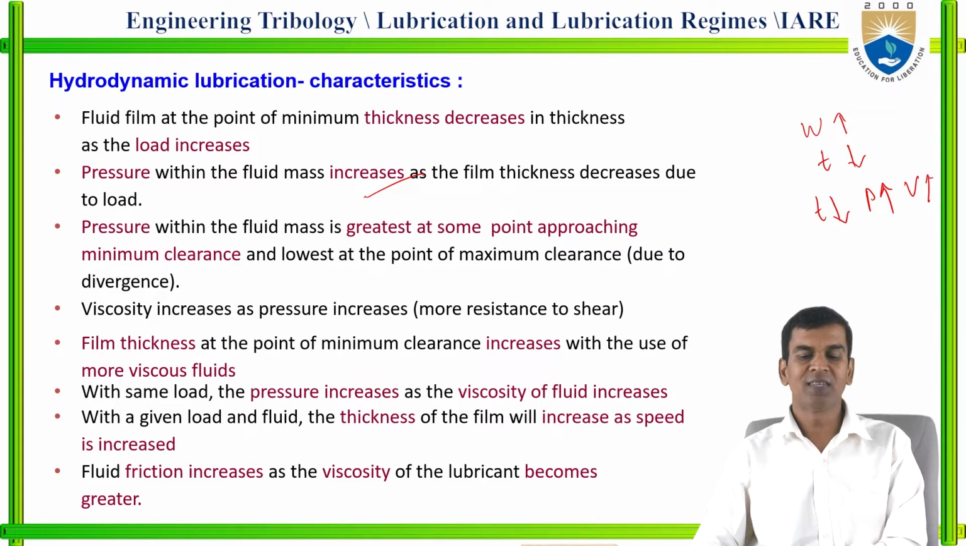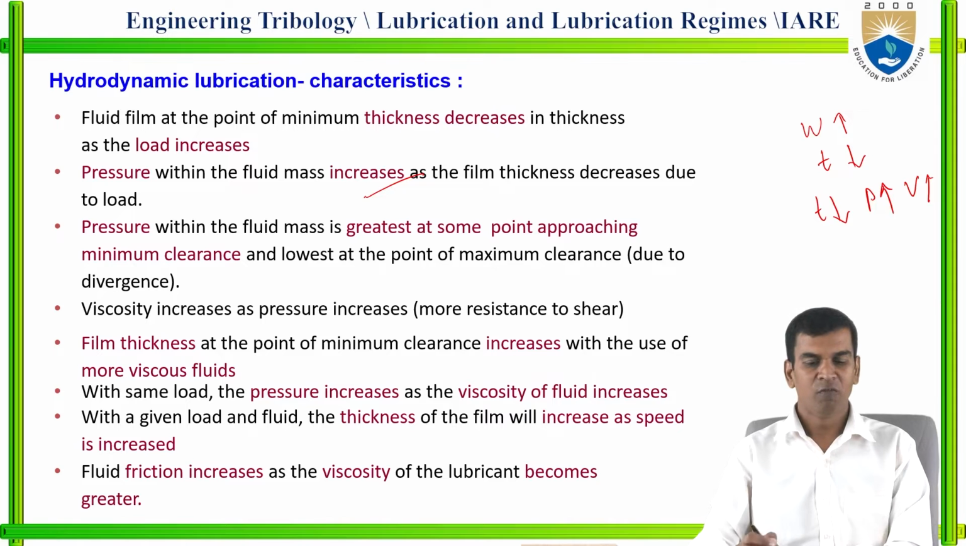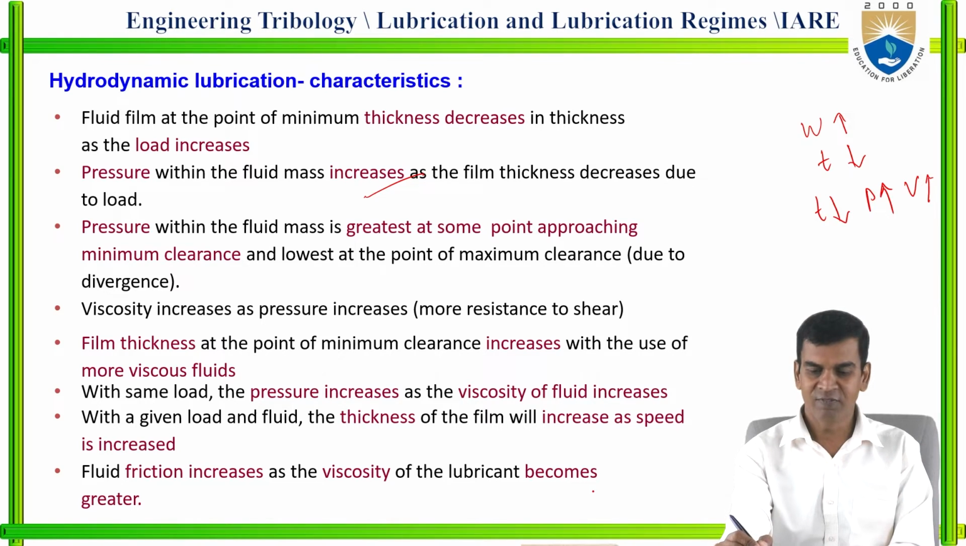The film thickness at the point of minimum clearance increases with the use of more viscous fluids. With the same load, the pressure increases as the viscosity of the fluid increases. With a given load and fluid, the thickness of the film will increase as speed is increased. Fluid friction increases as the viscosity of the lubricant becomes greater.